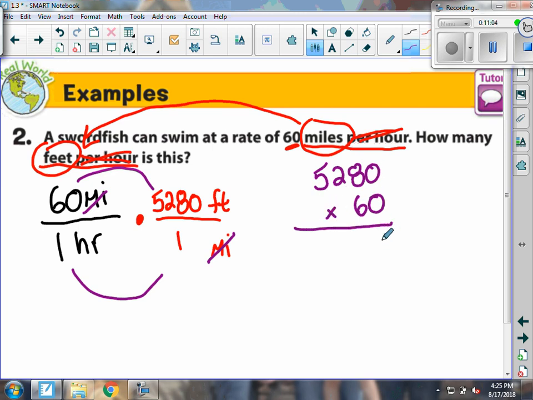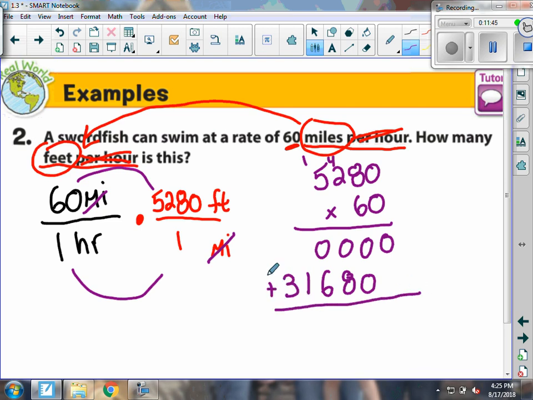0 times 0 is 0. 0 times 8 is 0. 0 times 2 is 0. And 0 times 5 is 0. 6 times 0, we've got to move over 1, is 0. 6 times 8 is 48. 6 times 2 is 12. Plus 4 is 16. And 6 times 5 is 30. Plus 1 gives us 31. So I'm going to add this together.